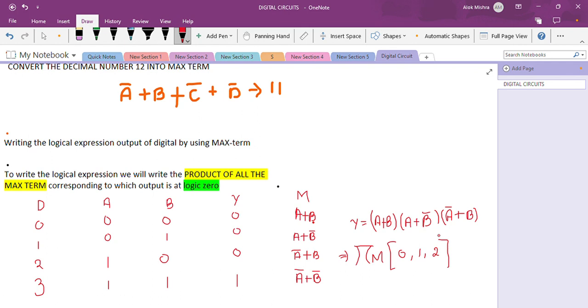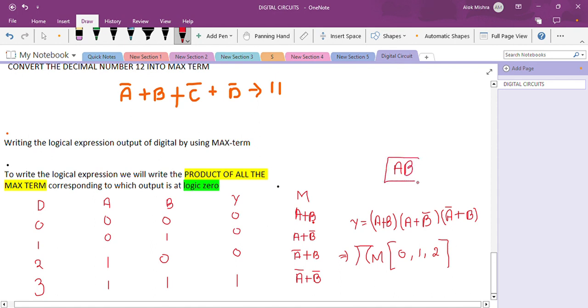Can you minimize this particular expression? Tell me the final answer then. Final answer is A B. Very good. So the minimized expression of the maxterm will always give you the final answer of the minterm. This is actually one of the properties. I will tell you at the last.